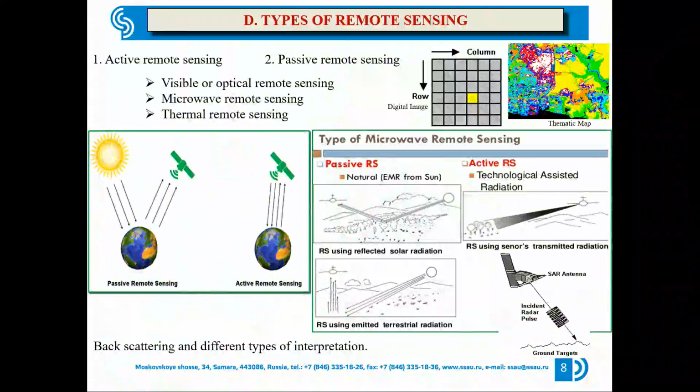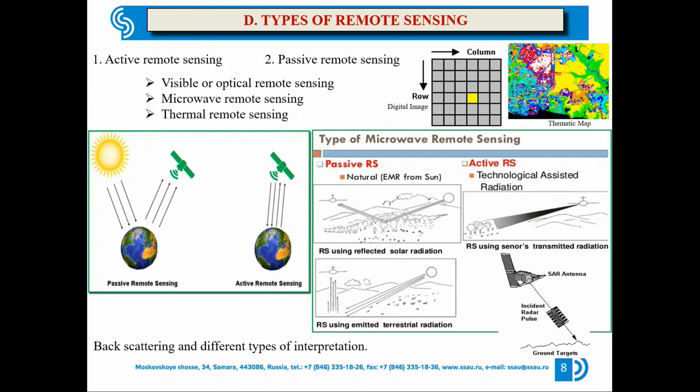So, how can we divide remote sensing into 2 or 3 parts? If the sun is the source of energy, we call it passive remote sensing, but if we have our own electric source or light source and illuminate the target and get back the energy, that is active remote sensing. One advantage: passive remote sensing can work only in the daytime, because the sun is only in the daytime, but if we have an artificial energy source, then we can work at night also.